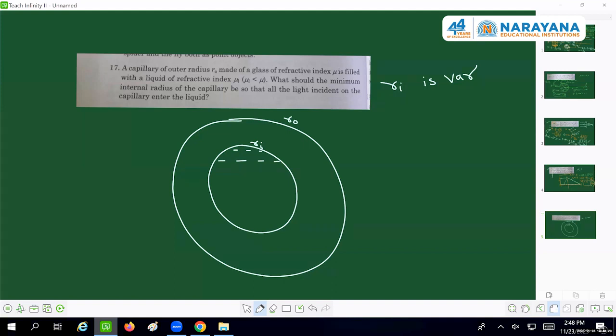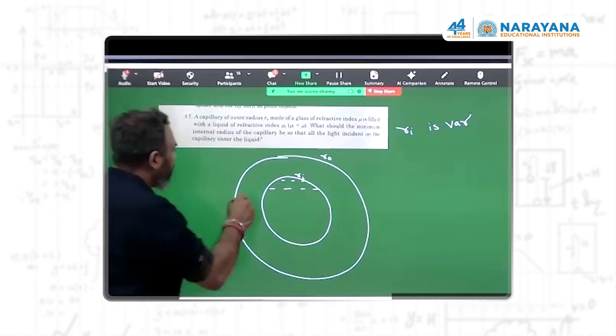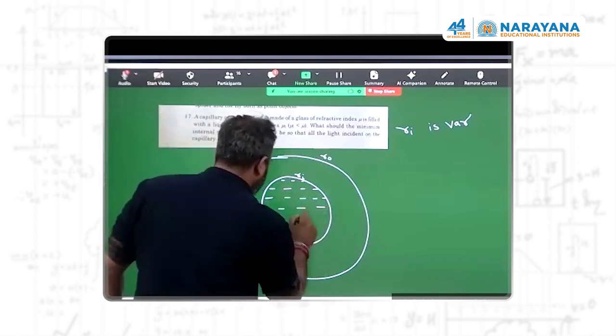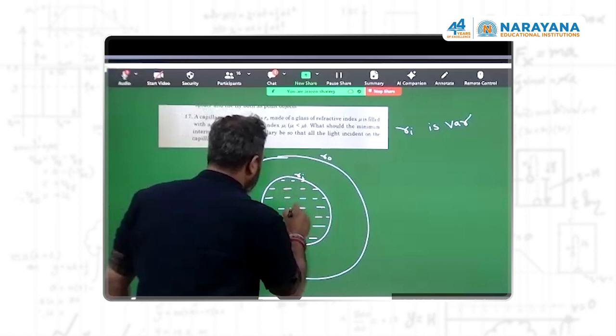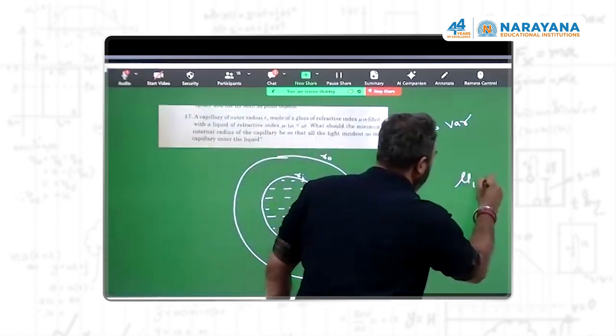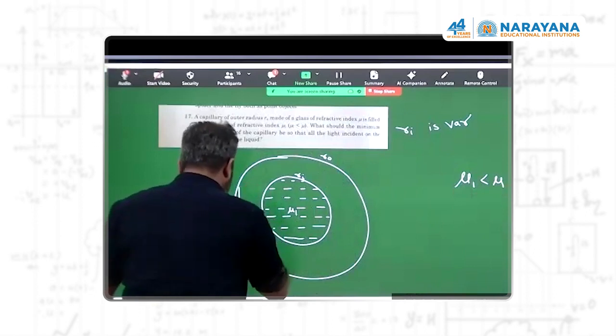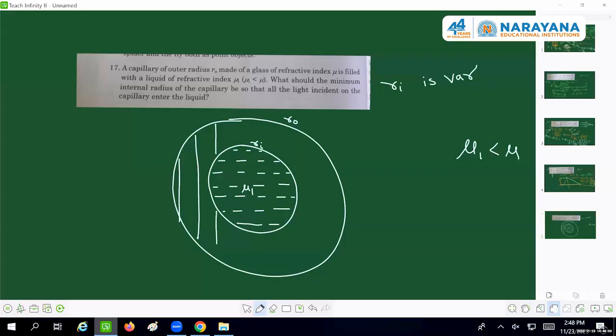That refractive index of the liquid which is inside the capillary tube, that is mu1, right? And given that mu1 is less than mu, remember, this setup has got a refractive index which is mu, right? Now you have to just explain that all the light which is coming from outside should enter the liquid.